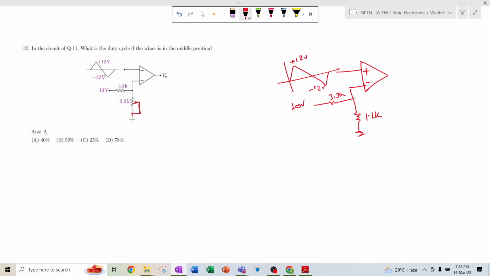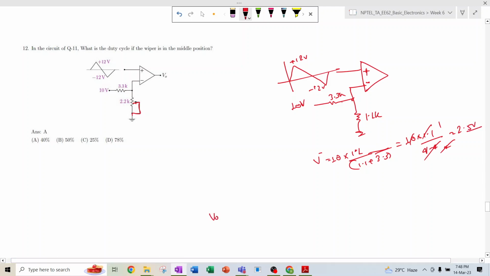So whatever voltage applies at the negative terminal will be 10 into 1.1 divided by 1.1 plus 3.3, right? Voltage divider rule. Earlier it was directly connected to ground, so V minus was 0 in the previous case, but here it will be the voltage division of these two resistors. Applying the voltage divider rule, 10 into 1.1 divided by 4.4, so this cancels out, and this is 2.5 volt.